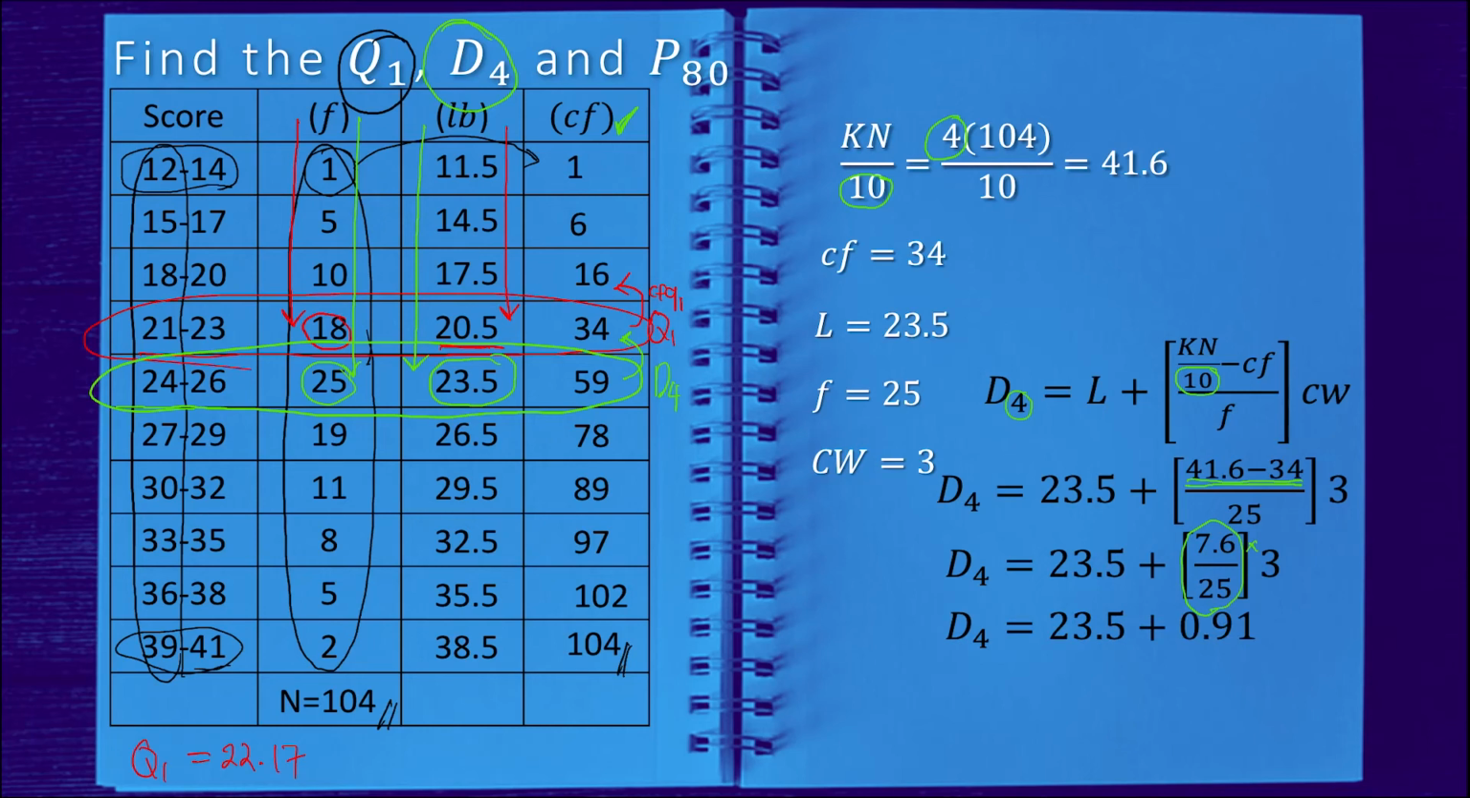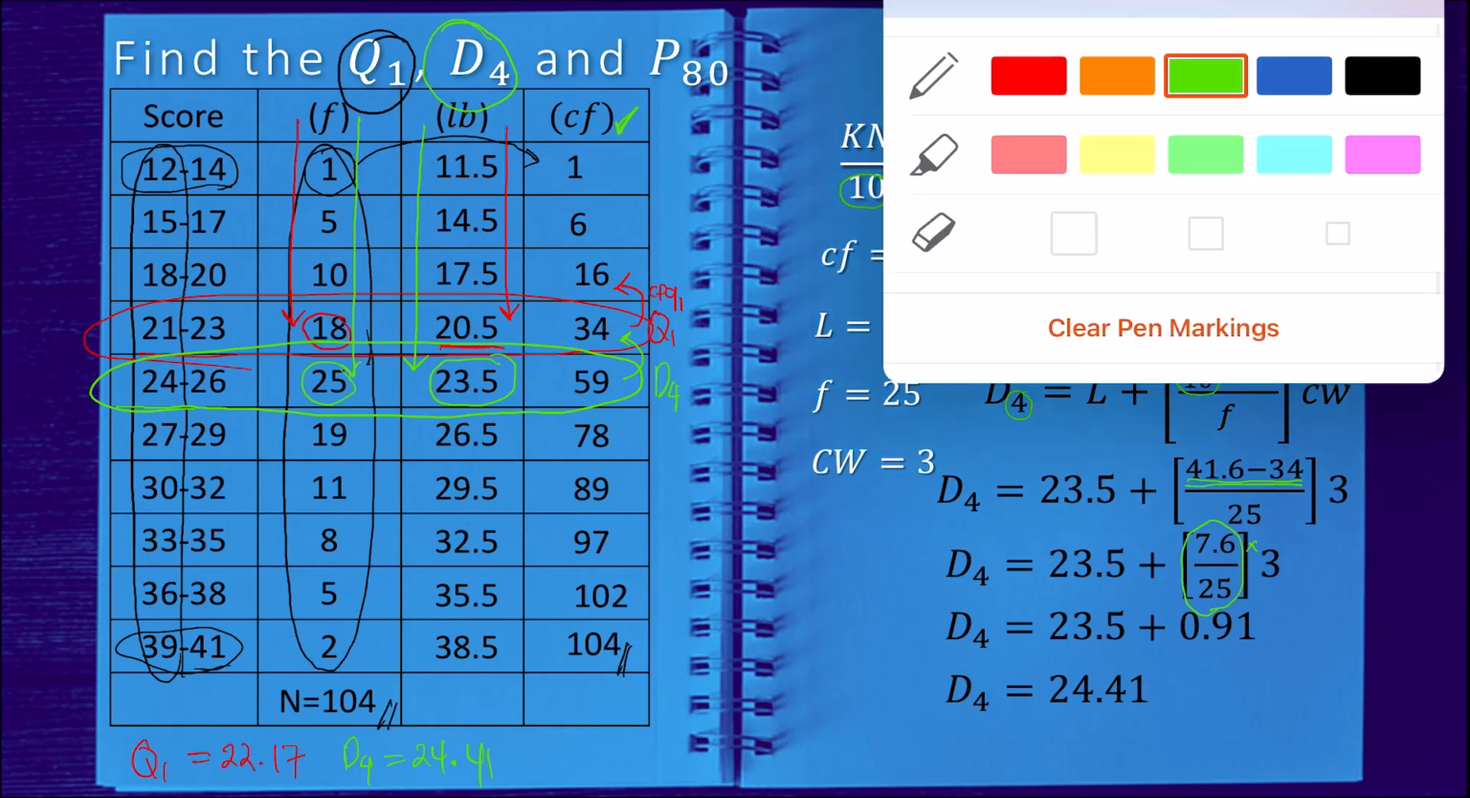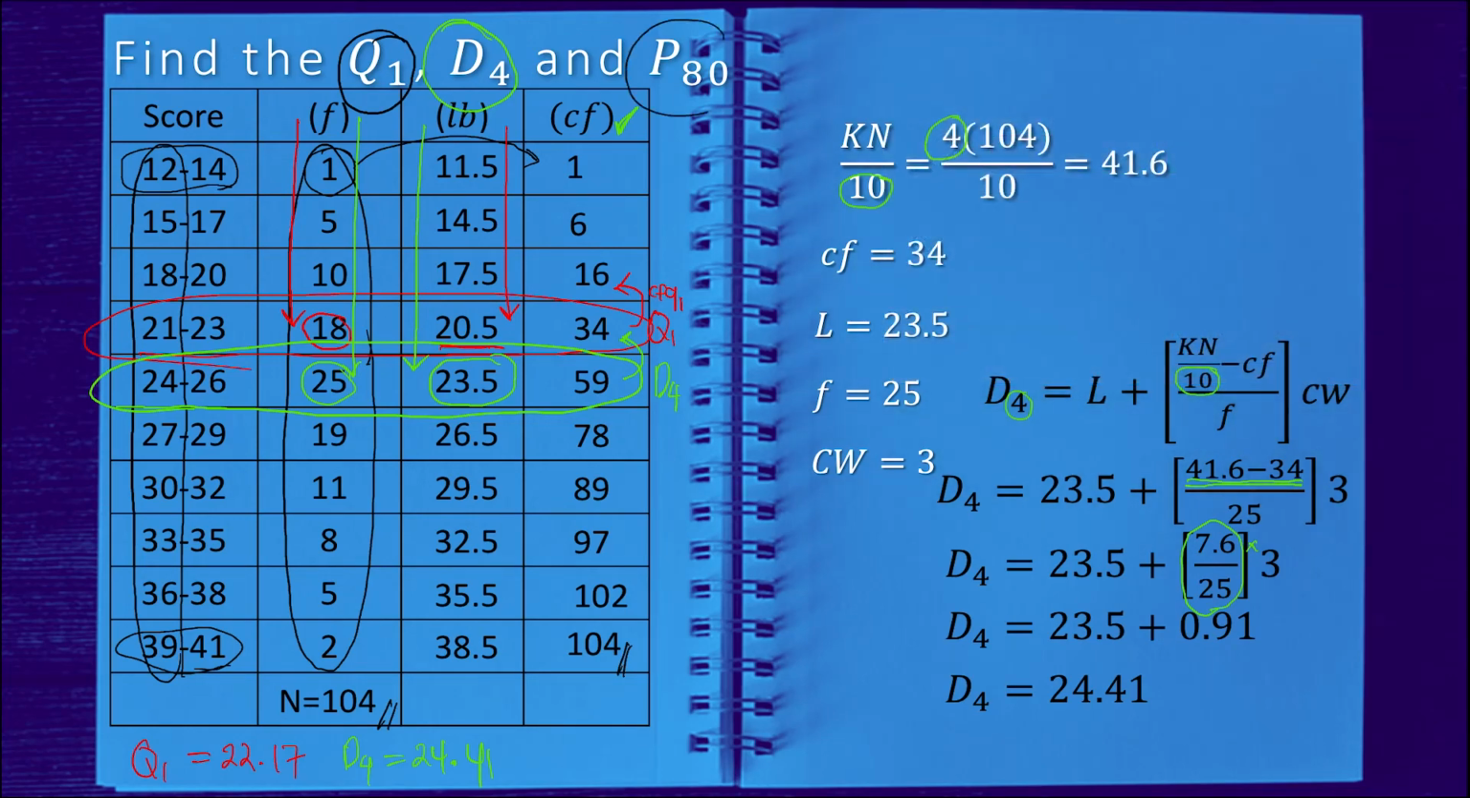Then, add lang natin si 23.5 kay 0.91. Again, we're going to add 23.5 plus 0.91, and that is 24.41. That is the value of D sub 4. D sub 4 is equal to 24.41. Okay, last na given natin is P sub 80.